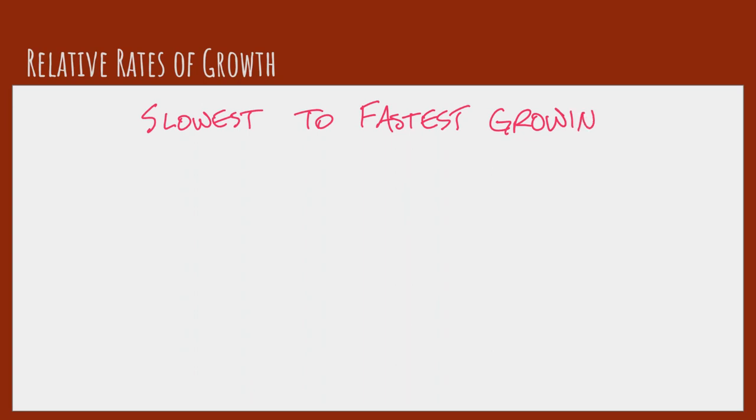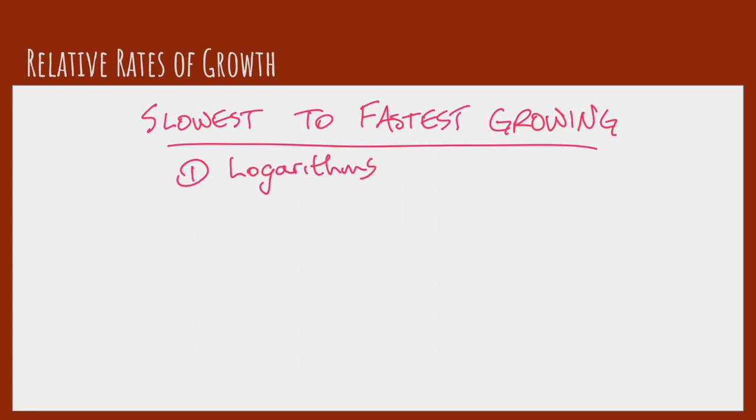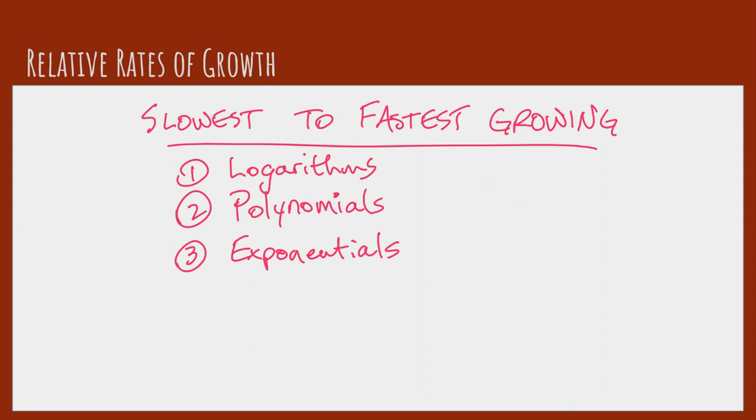The slowest of the types of functions that we've talked about so far are the logarithms. Then the next is polynomials, and it's important for me to note here too that within each of these categories, we could have something dominating over something else. So for example, with a polynomial, x squared is going to dominate over x. So bigger degrees are going to dominate over smaller degrees. Then we're going to have exponential functions. And then factorials are going to be the fastest growing.